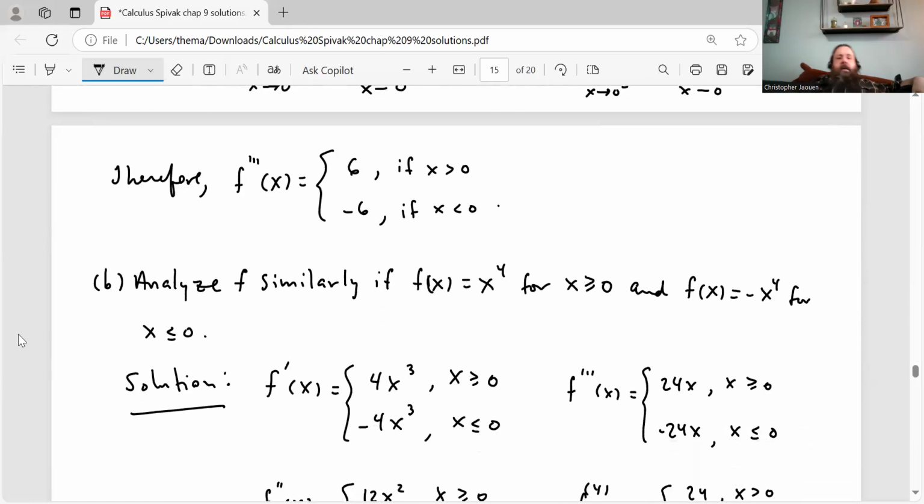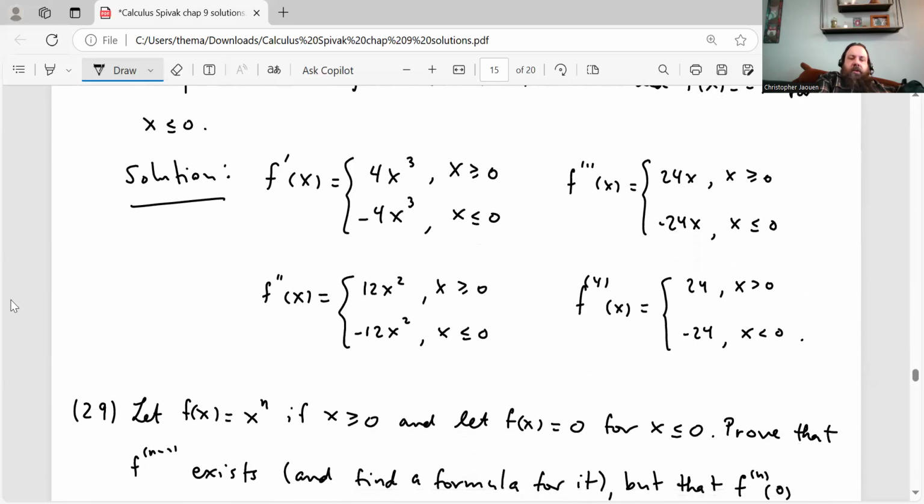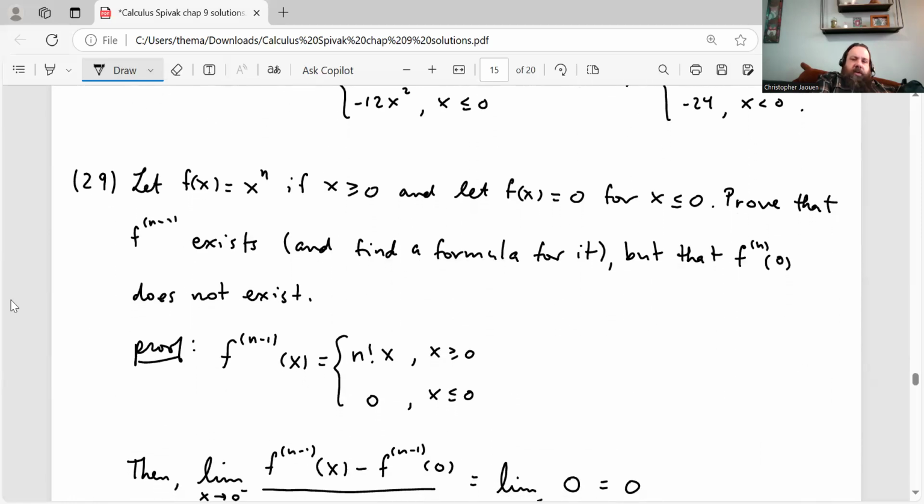Right, in part B, Spivak says analyze f. Similarly, if f of x is x to the 4 for x positive and f of x equals negative x to the 4 for x negative or 0. And a similar type of thing happens here. I won't belabor this. You can pause your screen and see what the case is. And then last question here, question number 29.